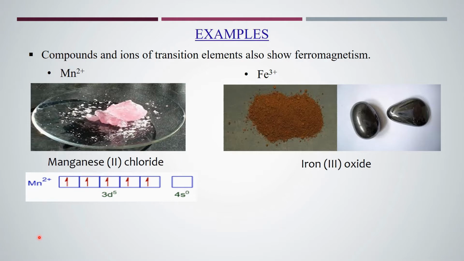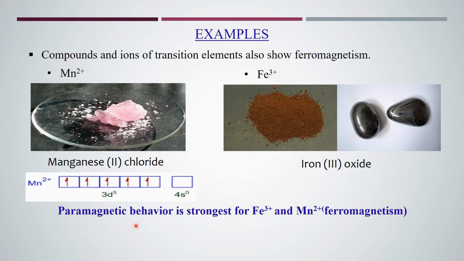As the number of electrons in the 3d orbitals is greater, the paramagnetic behavior is strongest for iron plus 3 and manganese plus 2, and they are called ferromagnetic substances. Students, note down this point that the paramagnetic behavior is strongest for iron plus 3 and manganese plus 2, and iron plus 3 and manganese plus 2 are ferromagnetic in nature. This point is also very important for the MCQs.